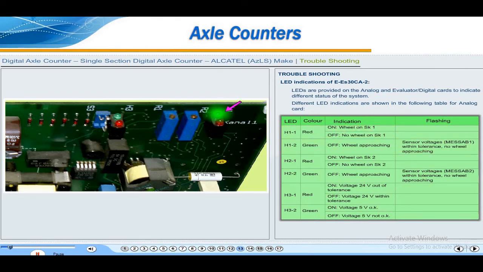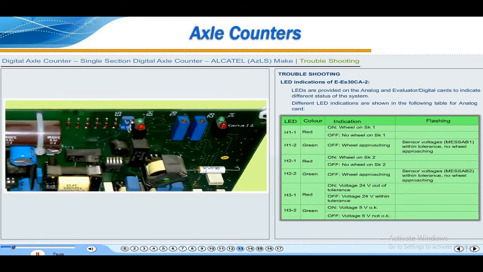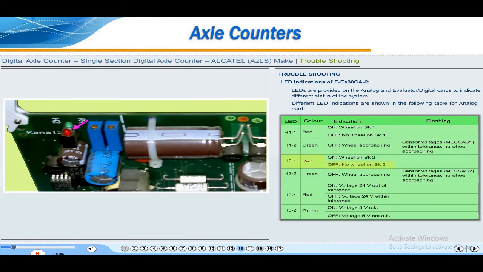H1 2 green LED normally keeps flashing, indicating that no wheel is approaching SK1. That is, MESUB1 is within tolerance limit. It goes off when a wheel approaches SK1. H2 1 red LED normally remains off when there is no wheel on SK2. When there is a wheel on SK2, this LED lights.